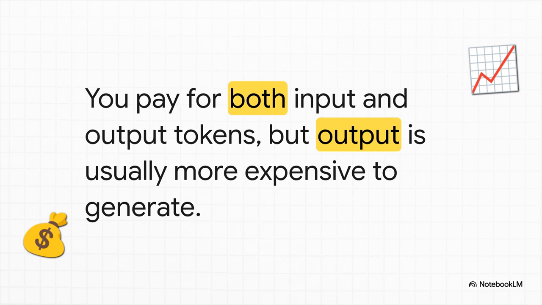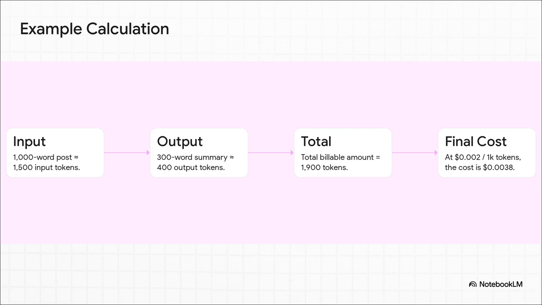But, and this is important, output tokens are almost always more expensive. Why? Well, you can think of it like this. It's more work for the AI to create brand new, coherent text than it is for it to just read what you sent it. Let's run the numbers on a real-world scenario.